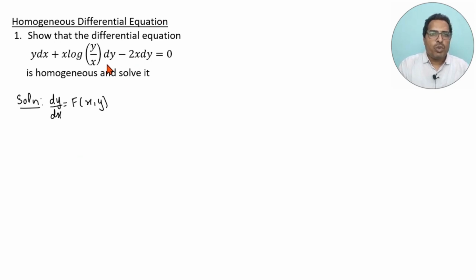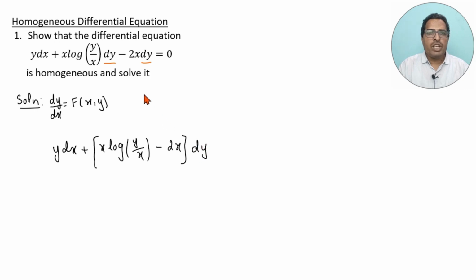If you observe here, you have dy and dy here, so I will group these dy values together. Let me rewrite the differential equation. y dx I will retain as it is. I will group these two values: we have x log of y by x minus 2x, taking dy as common outside. If I take dy common, then we are left with x log of y by x minus 2x is equal to 0.